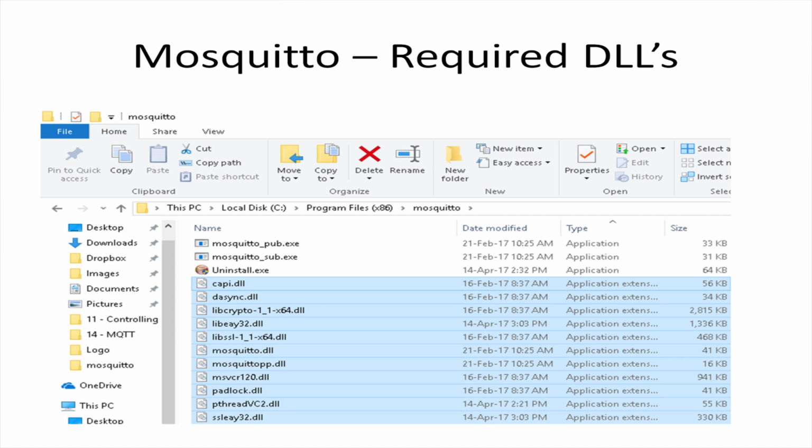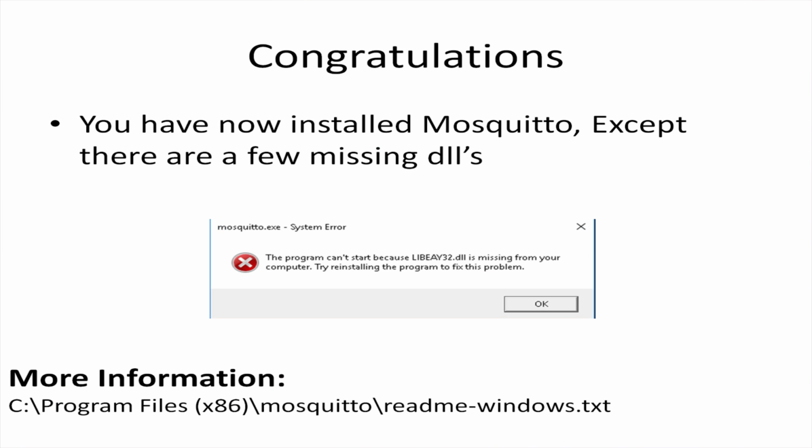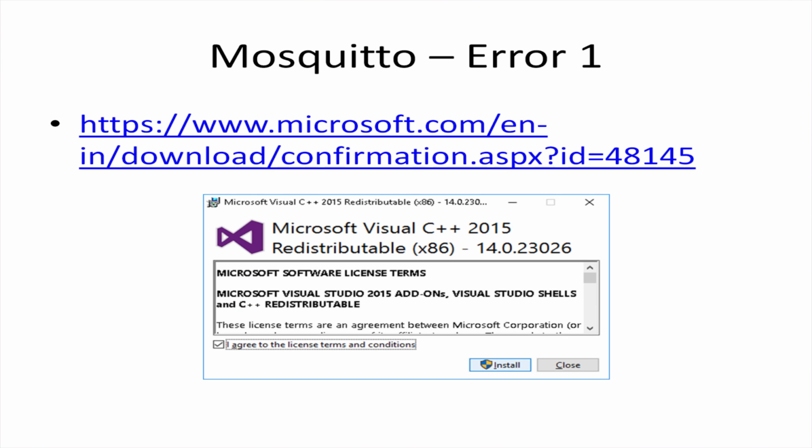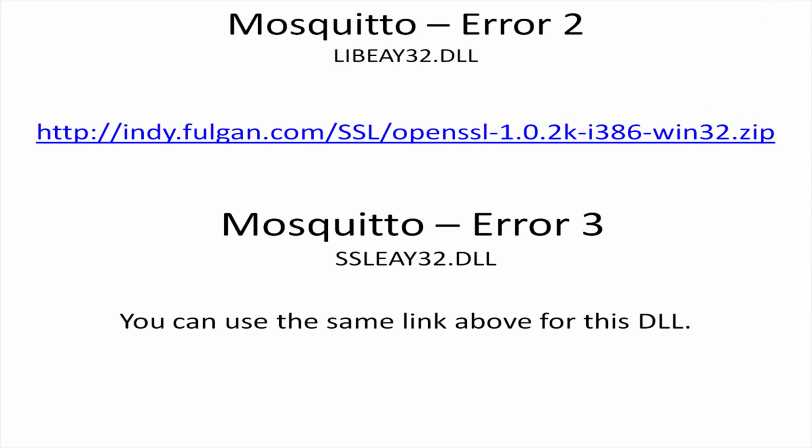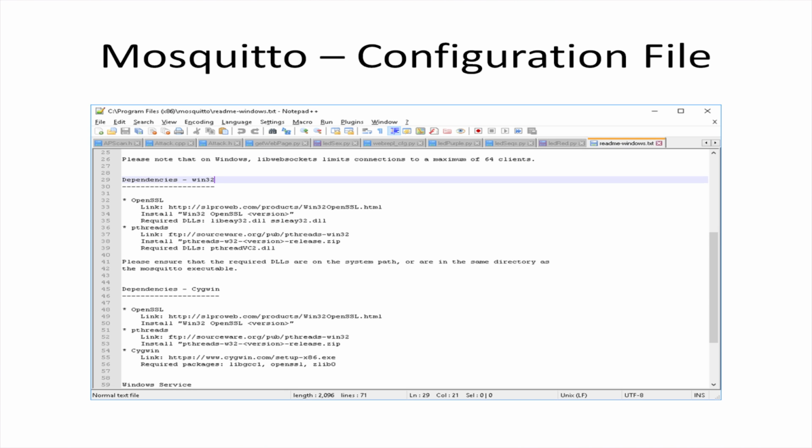As mentioned, you will need to download the Microsoft Visual C++ redistributable package. You'll need the 32-bit version, even if you have a 64-bit machine. You can get that from the link here. The remaining two DLLs that Mosquitto requires can be downloaded from the link here. These are the libEAY32 DLL and the SSLEAY32 DLL.